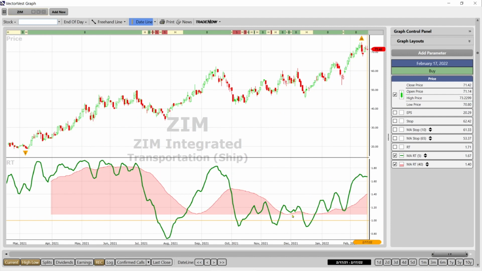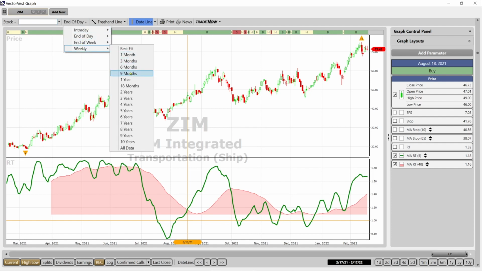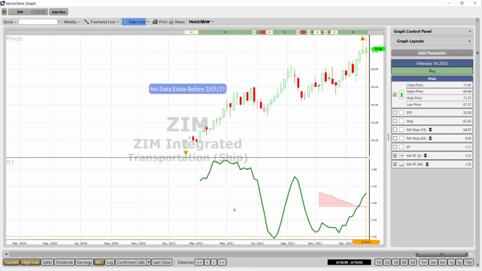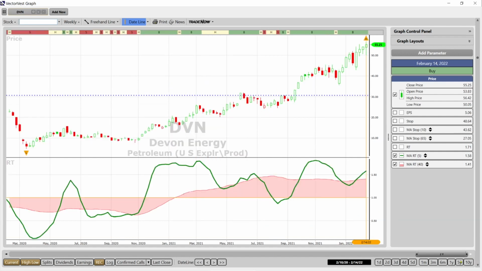So I'm using it on an end of day graph or daily graph, and it shows up very well. And for swing traders, it works really great. If you wanted to switch to a weekly graph, you'll get fewer signals, more meaningful signals perhaps. We'll see. So Zim hasn't been in the database that long, so we'll go to the next one.